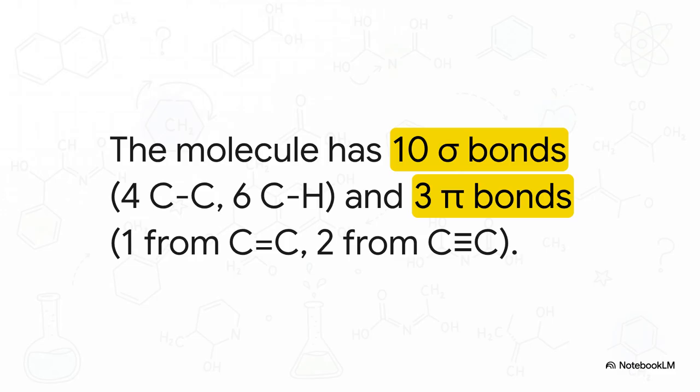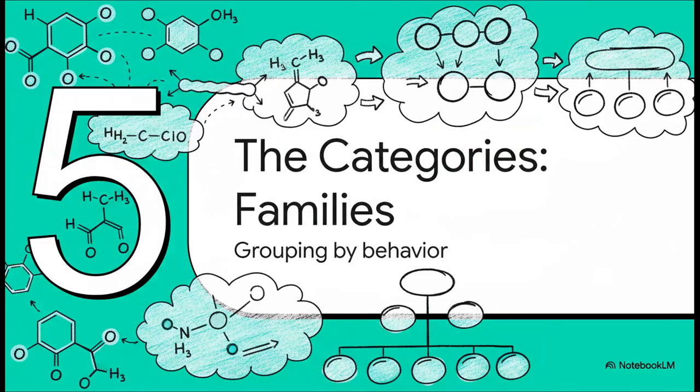How'd you do? Here's the breakdown. Remember, every bond, single, double, or triple, has 1 sigma bond, so you count all of those up. Then, the double bond adds 1 pi bond, and the triple bond adds 2 pi bonds. Add them all together, and there you have it, 10 sigma and 3 pi. Nice job. So we can draw them, we can name them. What's next? Well, the last piece of the code is figuring out how chemists organize this massive library of molecules.